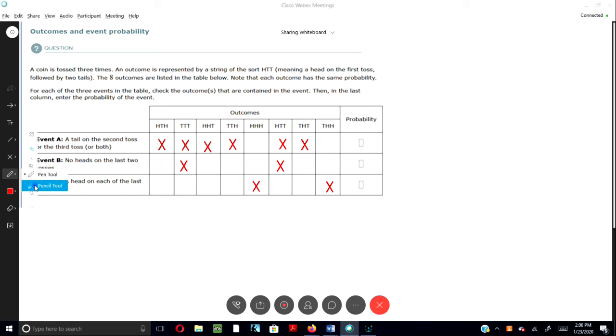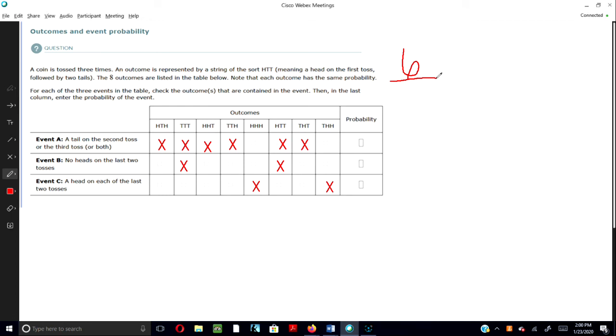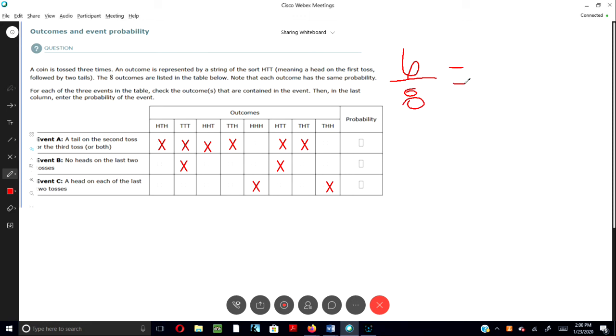Okay, so here we have 1, 2, 3, 4, 5, 6. So we would say we got 6 that had a tail on the second or third or both. So the probability of this: 2 goes into 6 3 times, 2 goes into 8 4 times. So that gives us 3/4.